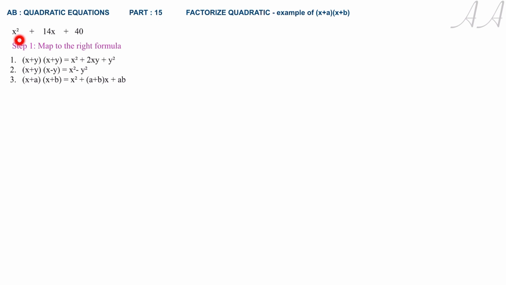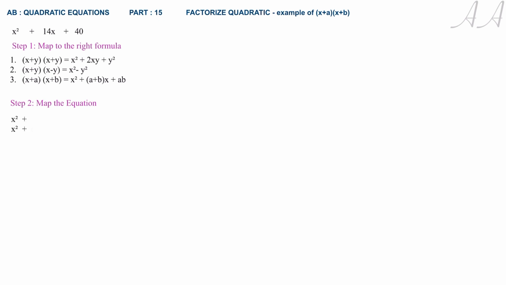So, same thing like last time, this 40 is not a perfect square, so not formula 1. And this has 3 terms, not 2 terms, so we can't do formula 2. So this is formula 3.